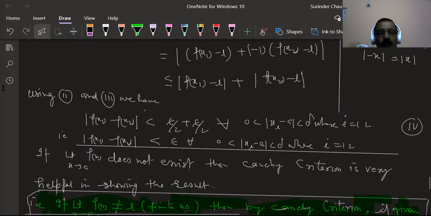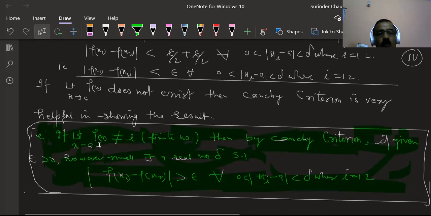Now, the definition of the Cauchy criterion: given epsilon greater than 0, there is a positive number delta such that |f(x1) - f(x2)| is less than epsilon for all 0 < |xi - a| < delta, i is 1 to 2. This is complete. If the limit of f(x) as x goes to a does not exist, then the Cauchy criterion is very helpful in showing the result.